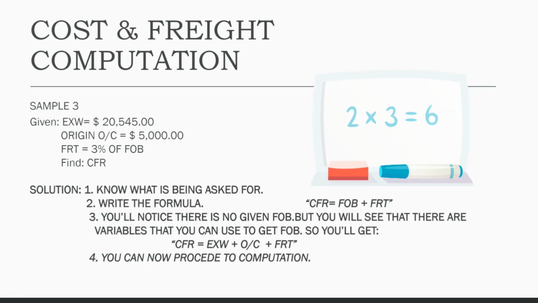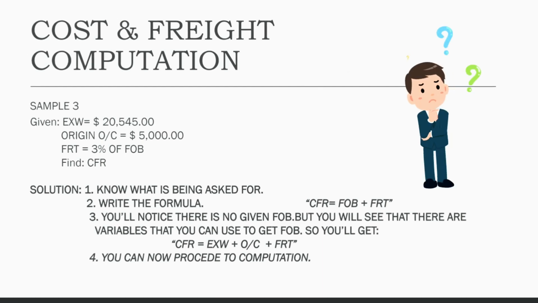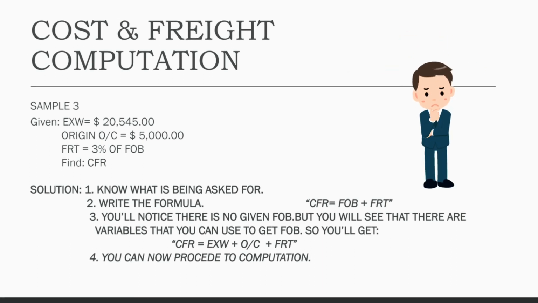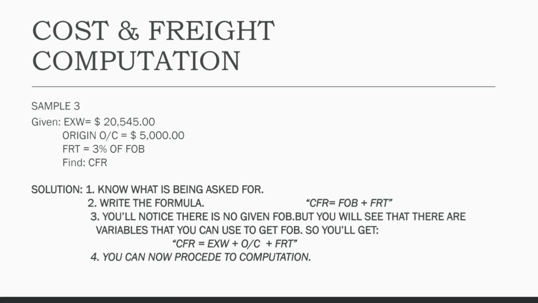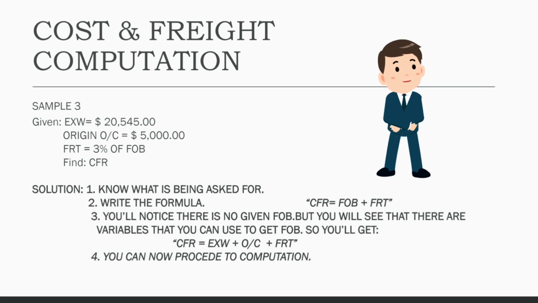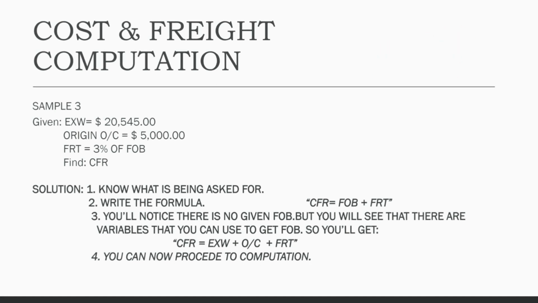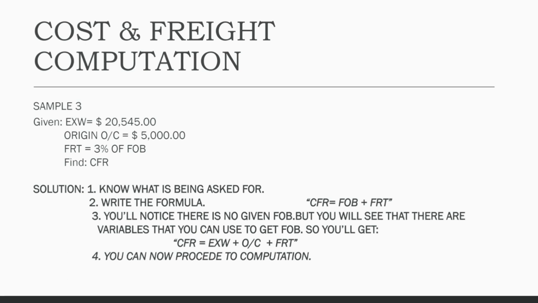So for our third example, the given are EXW, which is $20,545, origin other charges $5,000, freight is equal to 3% of FOB, and we are again looking for our cost and freight. To get the answer, we need to know what is being asked for. That is the first thing that we always need to look for, what is being asked for in the problem. In this problem, what is being asked is the CFR.